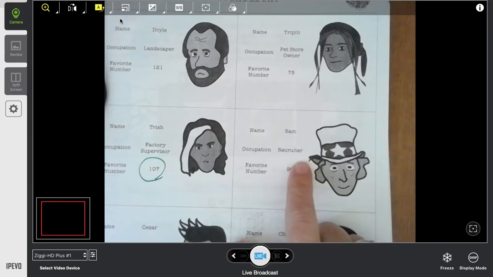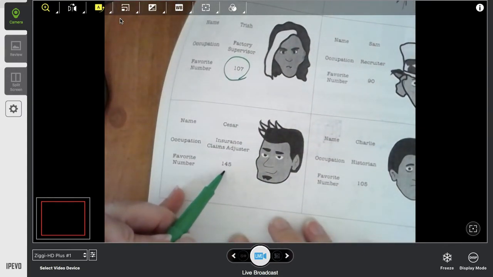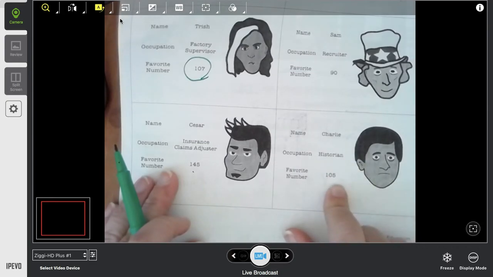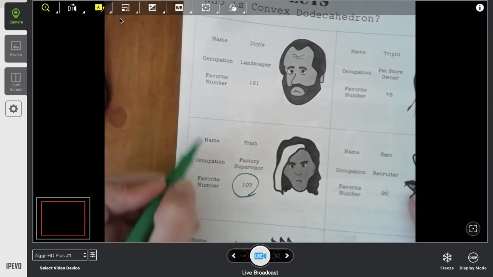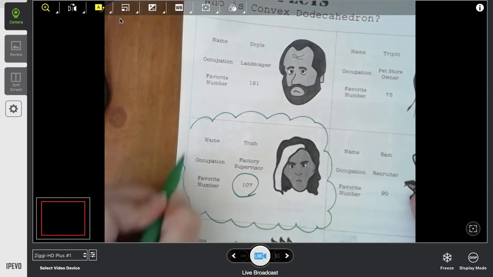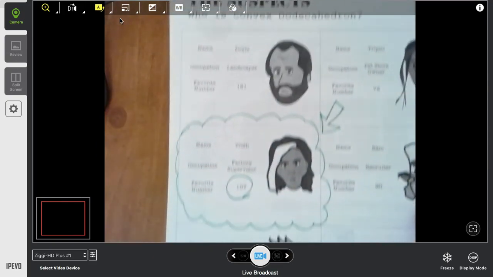We've got Sam, who's the recruiter. Good old Uncle Sam. Favorite number 90. Then we have Caesar, who's an insurance claims adjuster. His favorite number is 145. Charlie is a historian. His favorite number is 105. So it looks like the convex dodecahedron is Trish. She is the guilty suspect.